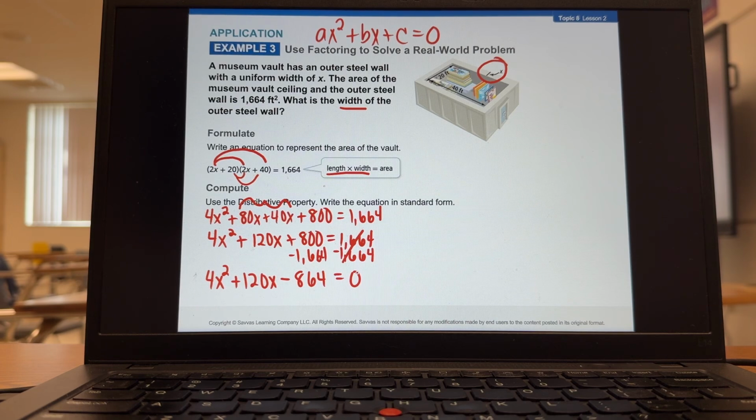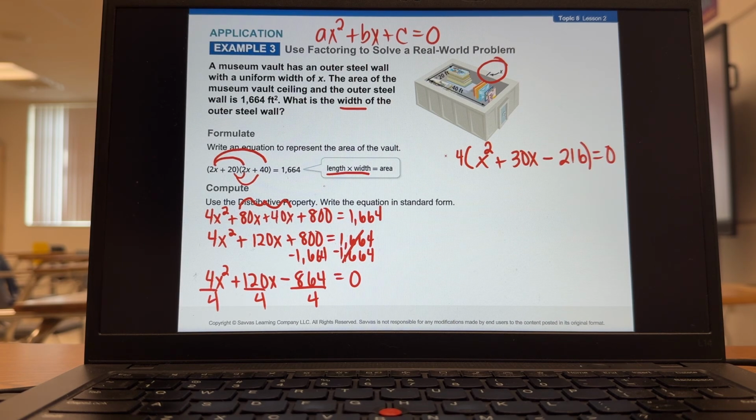Now before I even try to do slip and slide, remember step 1 in factoring is always check to see if you have a GCF, which a 4 can go into all three of these numbers. So I would divide everything by 4, and I now have x squared plus 30x minus 216 equals 0. A lot better now to work with.